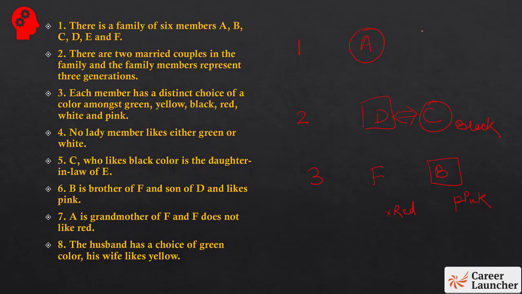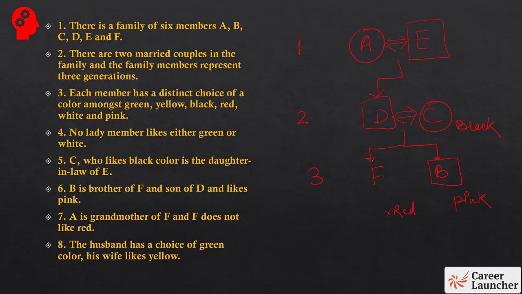Daughter-in-law of E. That means E will come in the first generation. A being the female, E would be the male member of this couple. C has been mentioned as daughter-in-law. That means C is again not a member of this family by blood but rather by marriage. Now the last point here says: the husband has a choice of green color, his wife likes yellow.